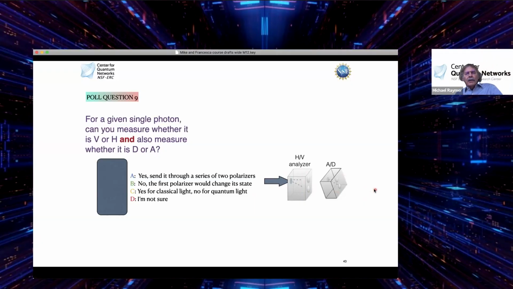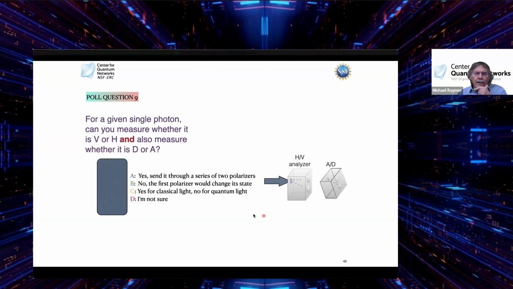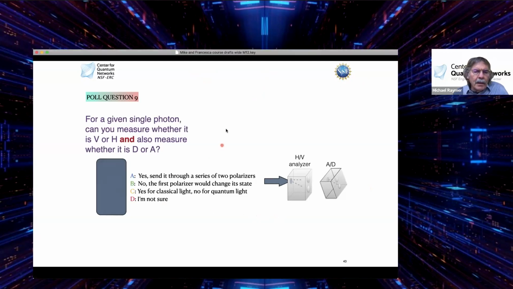So let's show the poll question again. Yeah, that's correct. Most people changed their mind and said no, the first polarization measurement would change the state. That's correct. And so you really can't measure both. I mean, you can do the experiment, but it doesn't actually measure anything more than just putting it through one crystal. So that's the idea that a qubit can only carry one bit of information. It can tell you the answer to one yes or no question. That's one bit. It cannot carry more than one answer to a yes or no question. That's why it's called a bit.